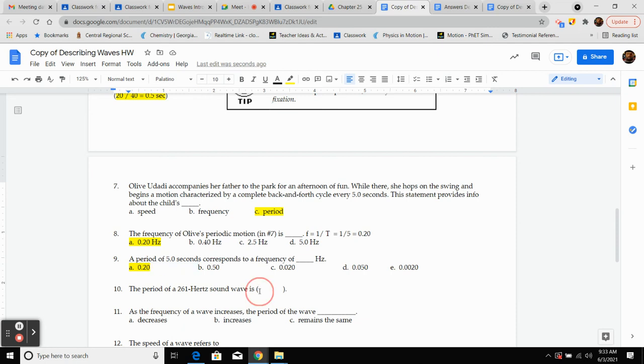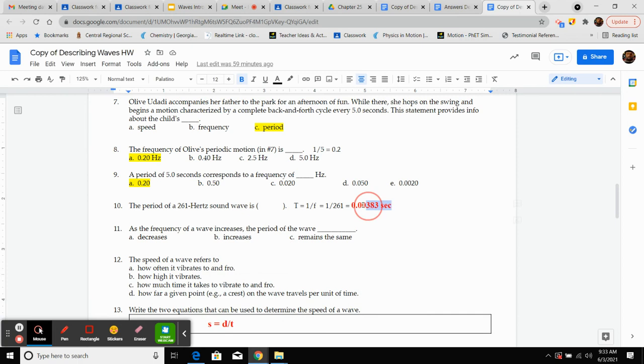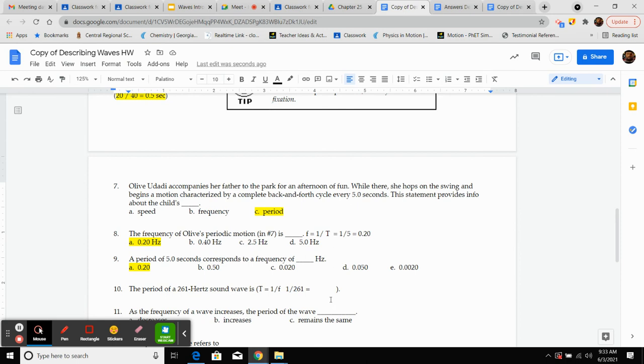How do you find the period of this guy? So T is equal to 1 divided by the frequency. If the frequency is 261, you would do 1 divided by 261, which equals 0.00383 seconds.